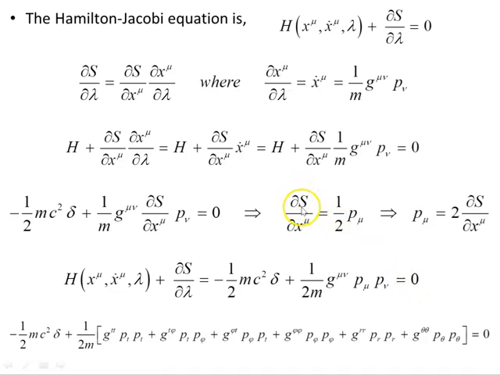So we want to find an expression for this S in here, that will help us solve this equation, the Hamilton-Jacobi equation. Now, writing out these components here, we get this expression. So we get minus a half mc squared delta here, plus 1 on 2m, and then writing out each of these components, g^{tt}, this, g^{tφ}. Remember, there's two of these because you have tφ and φt, and they're both the same, identical, these metric components, p_φ and so on, and then g^{φφ}, g^{rr}, g^{θθ}, and all of that is 0.